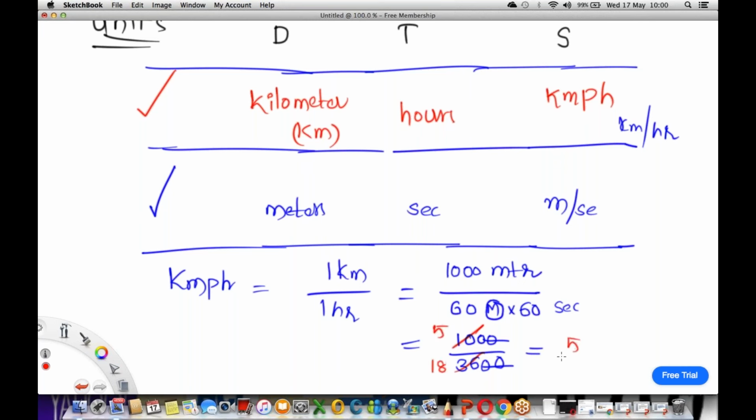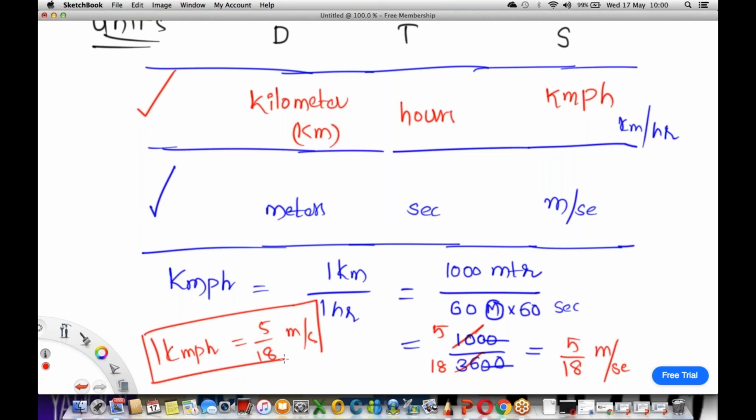So I can write it as 5 by 18, and the unit is meter per second. That means whenever you find 1 kilometer per hour, the conversion is 1 kilometer per hour can be written as 5 by 18 meter per second. If you want to find meter per second in terms of hours, you can say 1 meter per second is equal to 18 by 5 kilometer per hour. That's simple. Are you able to understand what is the conversion here?